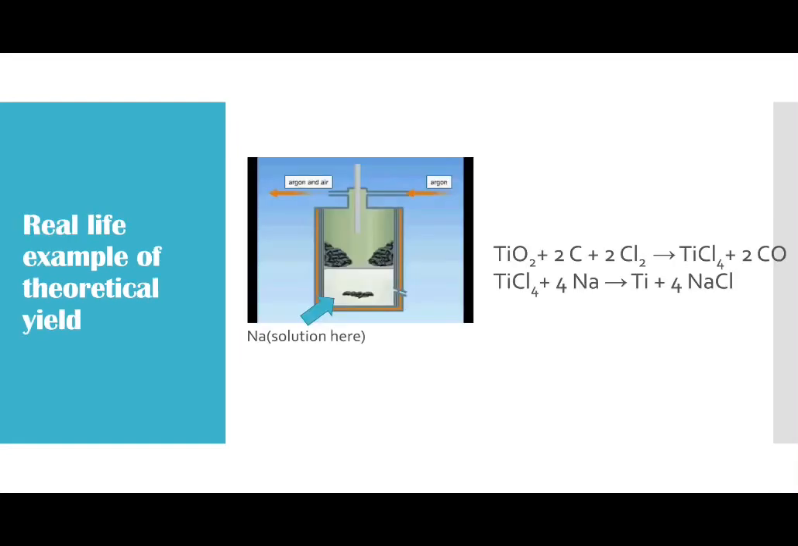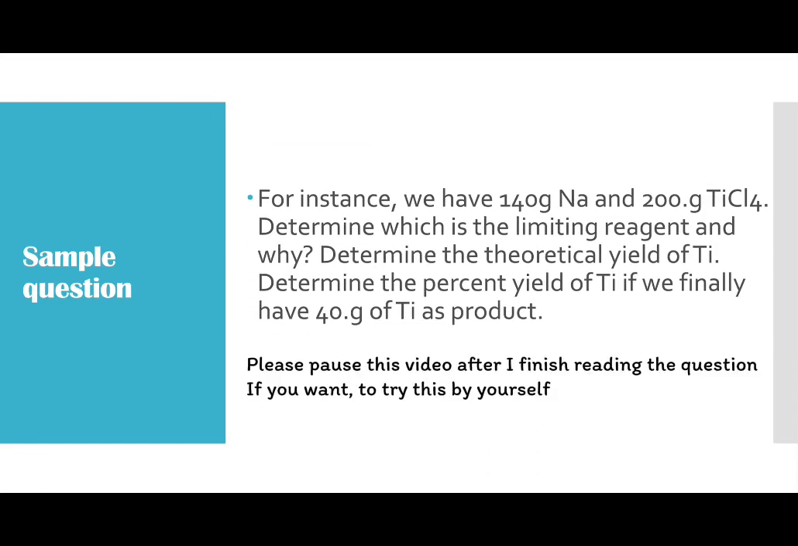As we get titanium tetrachloride, we need sodium, a more reactive metal than titanium, to react with titanium tetrachloride and extract titanium from it. For instance, we have 140 grams of sodium and 200 grams of titanium tetrachloride. Determine which is the limiting reagent and why. Determine the theoretical yield of titanium. And also determine the percent yield of titanium if we finally have 40 grams of titanium as product.